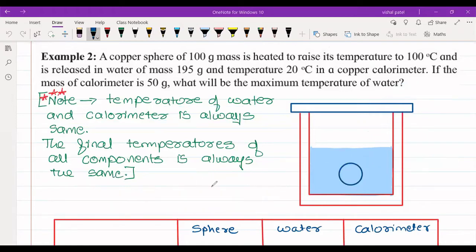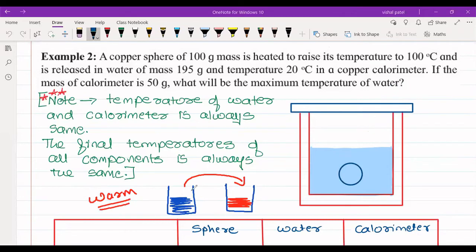Okay, you can take a simple thing students. I have two containers. In one I have cold water, in other I have hot water. If I mix these two, what will happen? I will get a warm water, not very cold, not very hot. But after mixing, the temperature of both will become the same.